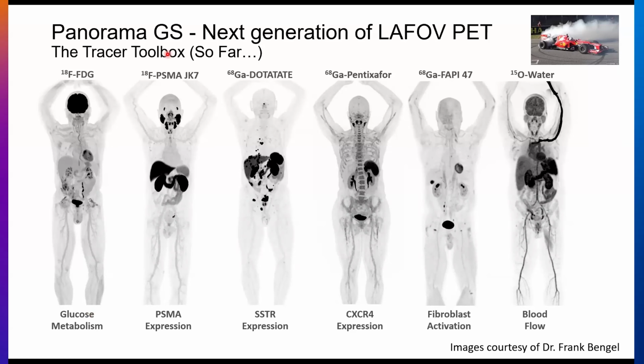Just showing everything everybody knows about FDG in our field, and PSMA and DOTATATE is coming everywhere. Here are some examples of the FAPI tracer and perfusion imaging using oxygen-15 water to image the blood flow. And of course also some immune cell imaging. So just fantastic images and showing off the capabilities of the system.